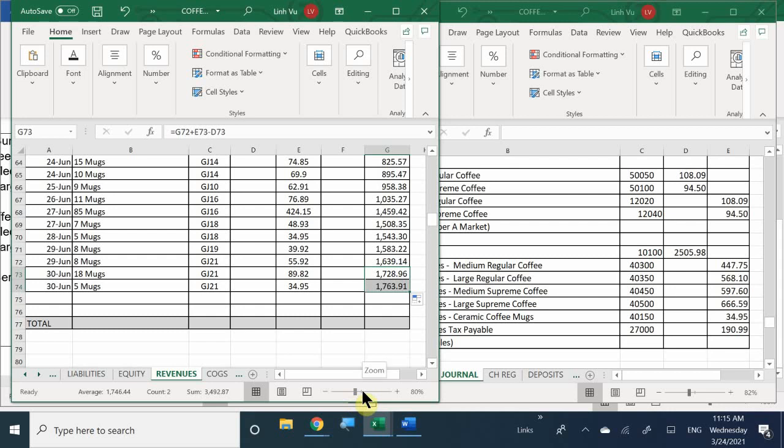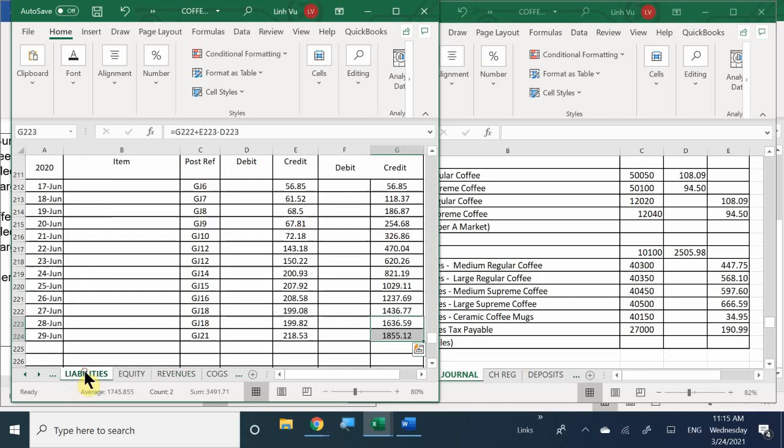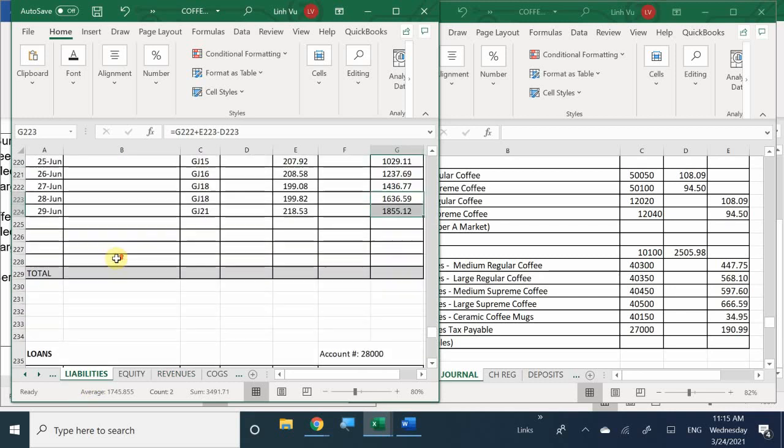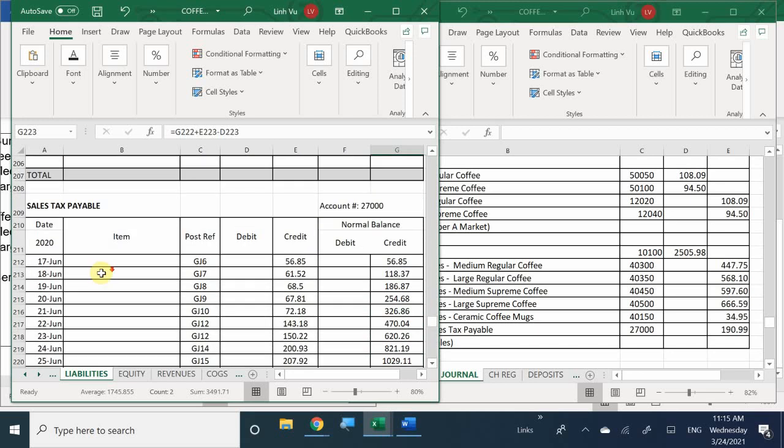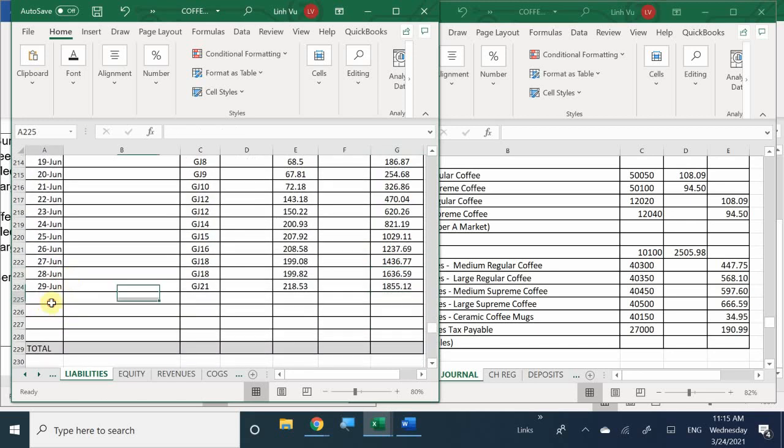All right, last but not least, we have to update our... Not yet. No, we got one more account. We got to do sales tax payable. Yeah, we still got to do sales tax. And then we can move on to inventory. So June 30th, we obviously had in-store sales for the total amount of 190.99. So what is my ending balance that I owe the government for sales tax? 2,046.11. Perfect.